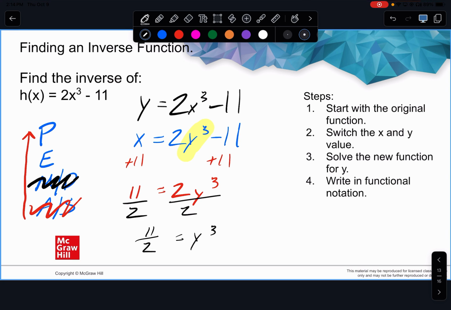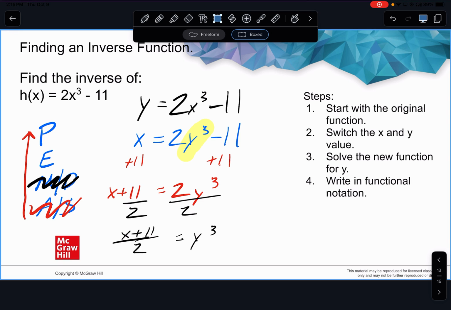Right? It should be x plus 11. Yeah, x plus 11. X plus 11 over 2. I have it on my paper too.